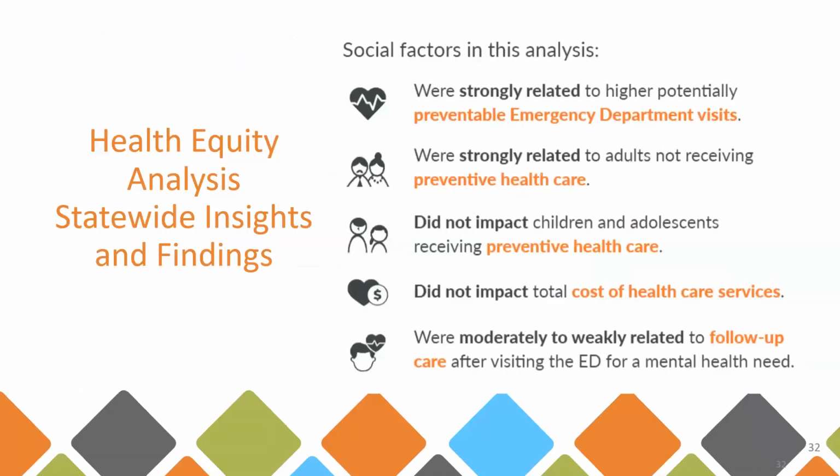This is just some of the things we found: those ED visits are definitely strongly related to all the social factors that we looked at, which are income, transportation, things like race and ethnicity. They were strongly related to adults not receiving preventive care. They also did not have an impact on children and adolescents receiving preventive care, nor did the social factors have any impact on cost of healthcare services. And not a very strong relationship to social factors with that follow-up ED visit for mental health needs.